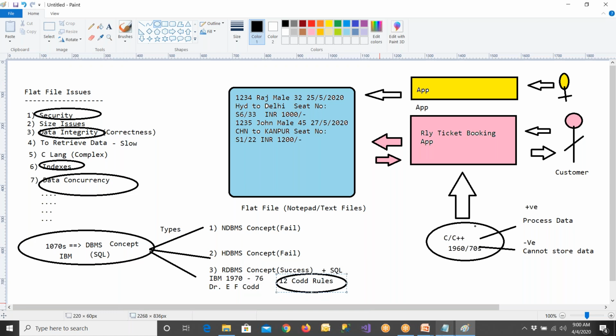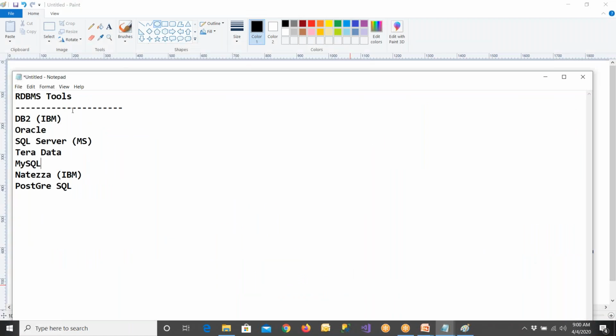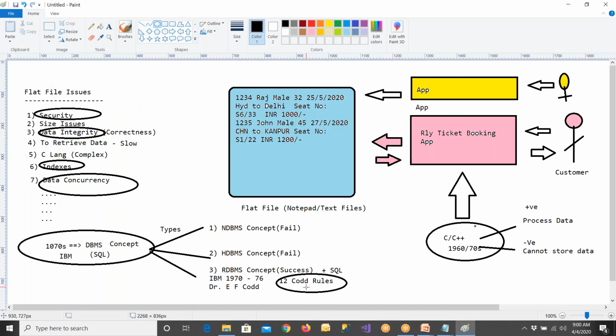If your software implements at least a minimum of 10 Codd rules, your software is called RDBMS software. Am I clear? So he has given 12 rules. These are called the 12 Codd rules, invented by Dr. E.F. Codd.